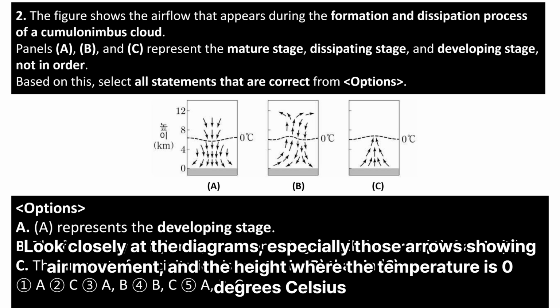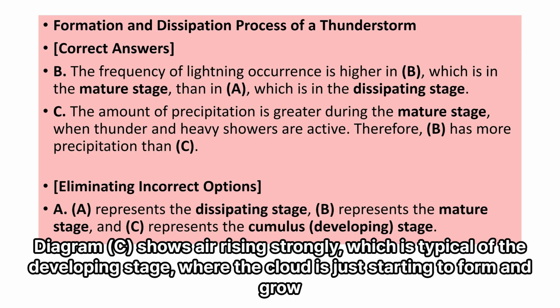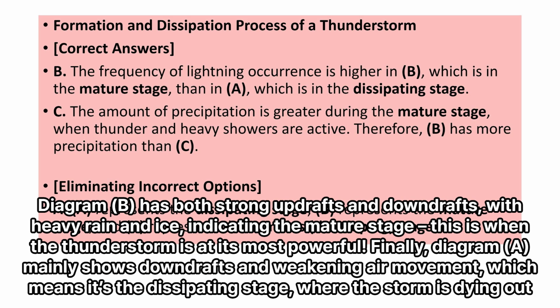Look closely at the diagrams, especially those arrows showing air movement, and the height where the temperature is 0 degrees Celsius. Take a moment to think about it. Let's break it down. First, we need to correctly identify each stage. Diagram C shows air rising strongly, which is typical of the developing stage, where the cloud is just starting to form and grow. Diagram B has both strong updrafts and downdrafts, with heavy rain and ice, indicating the mature stage.